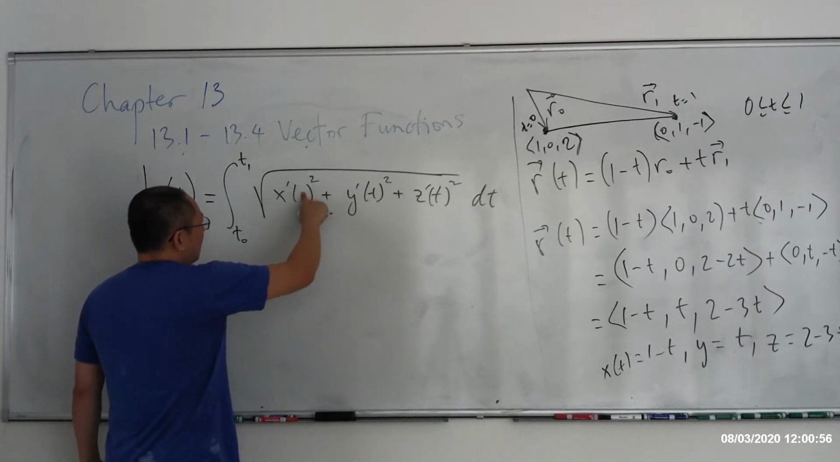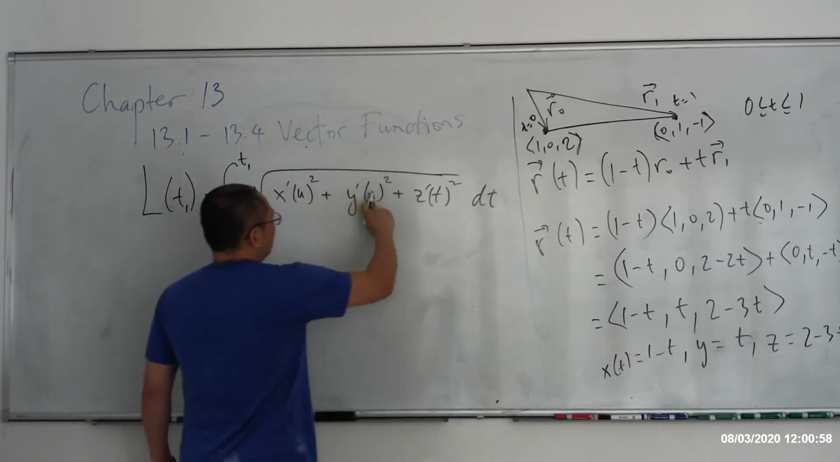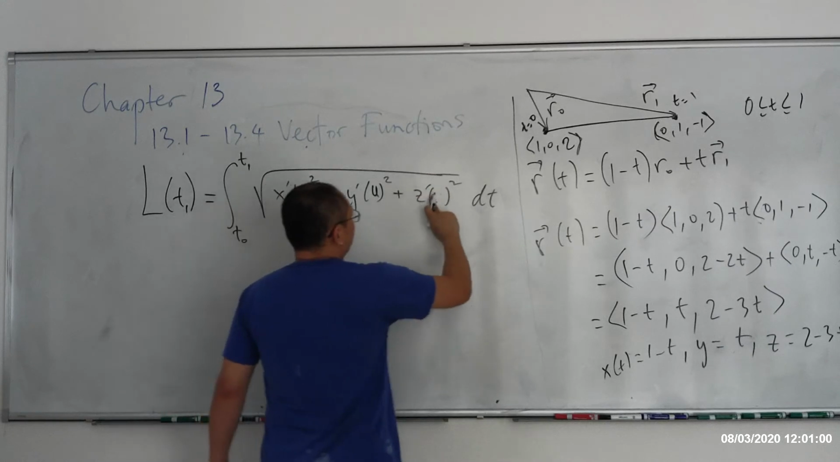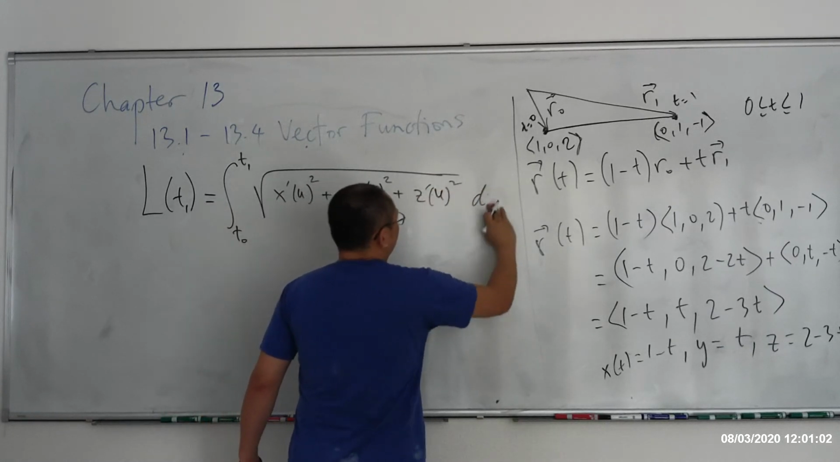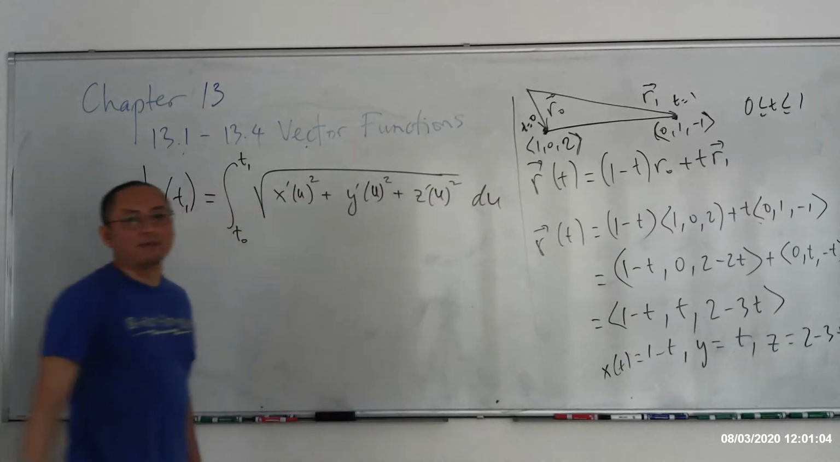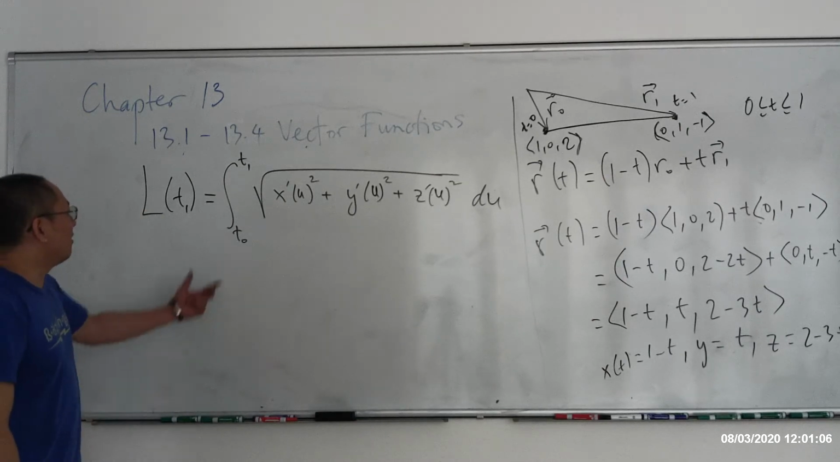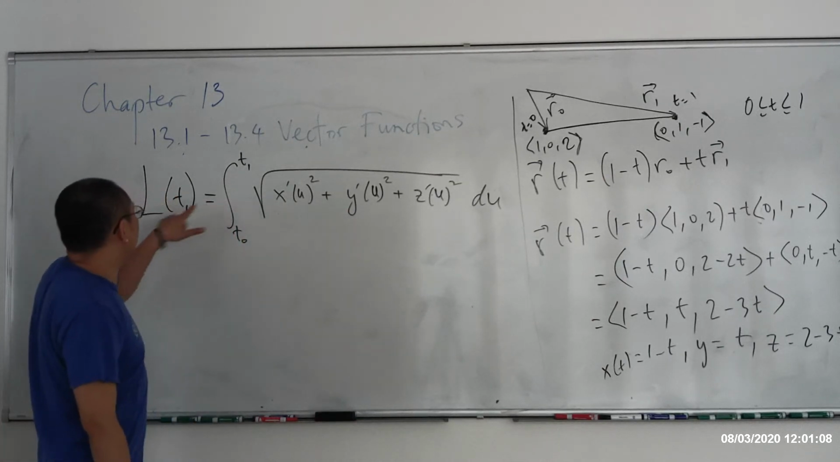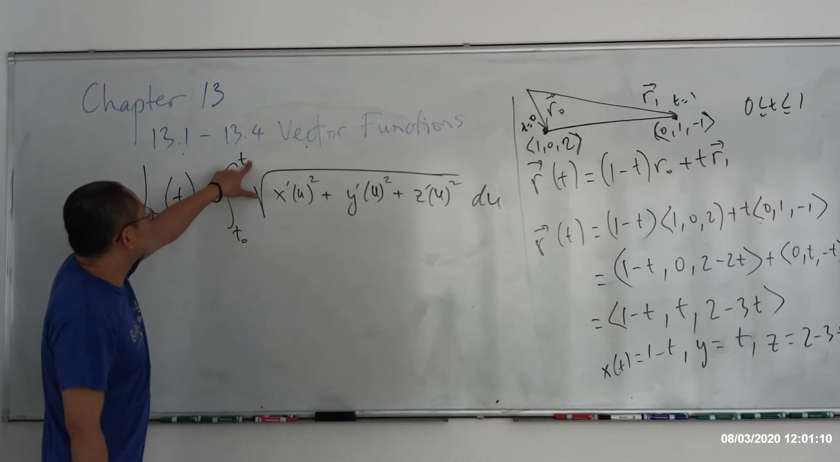So first of all, we're going to change it into a new variable, u, and the formula is exactly the same. Okay? Now, we don't have t inside. So instead of using t1 as a variable, we call it t.